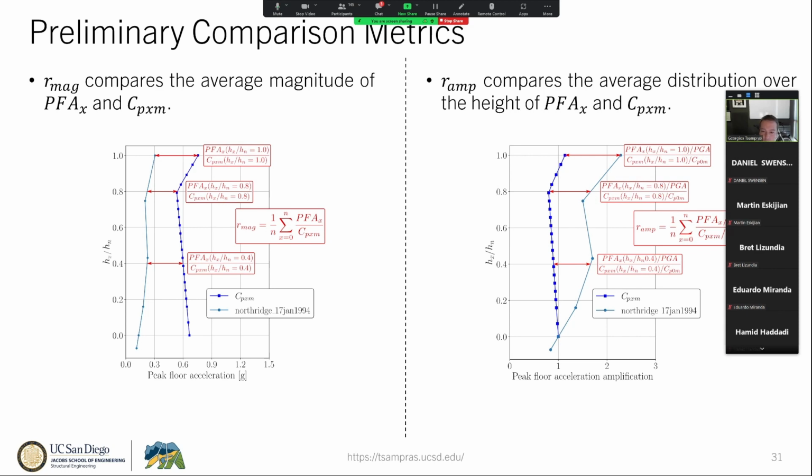And here is showing only 2 that we have out of a few more that we are working. And the first one is essentially the R magnitude, which compares the average magnitude of the peak floor acceleration that we have recorded with respect to this computed, modified design acceleration coefficient. And the second metric I'll discuss today is a metric that compares the average distribution over the height of the peak floor acceleration and that design coefficient. And this second metric is more on how accurately can we capture the shape rather than the actual magnitude.